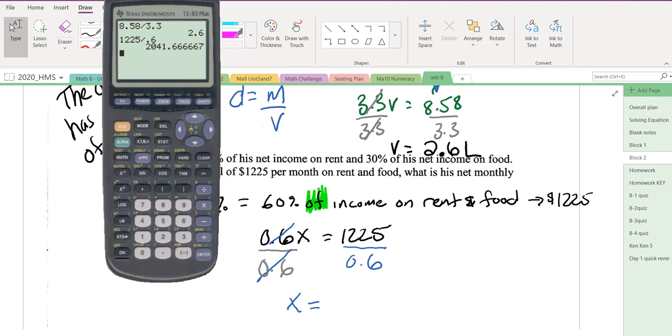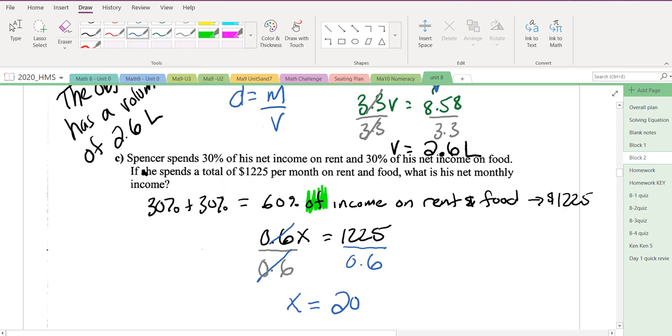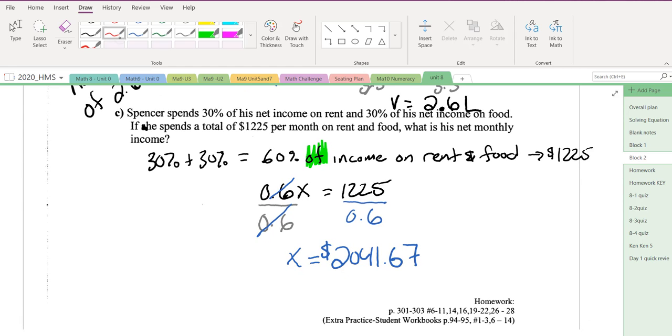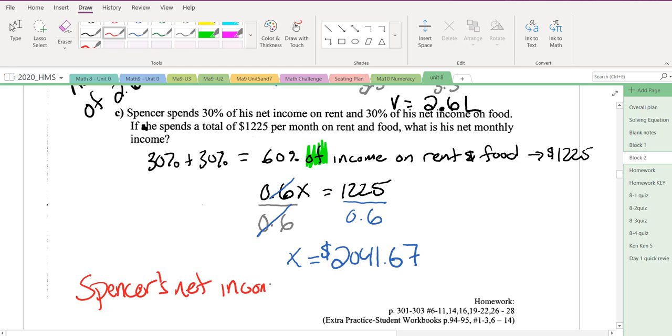So his total income is $2,041 and 67 cents. Right? So, little statement. Spencer's net income is $2,041 and 67 cents.